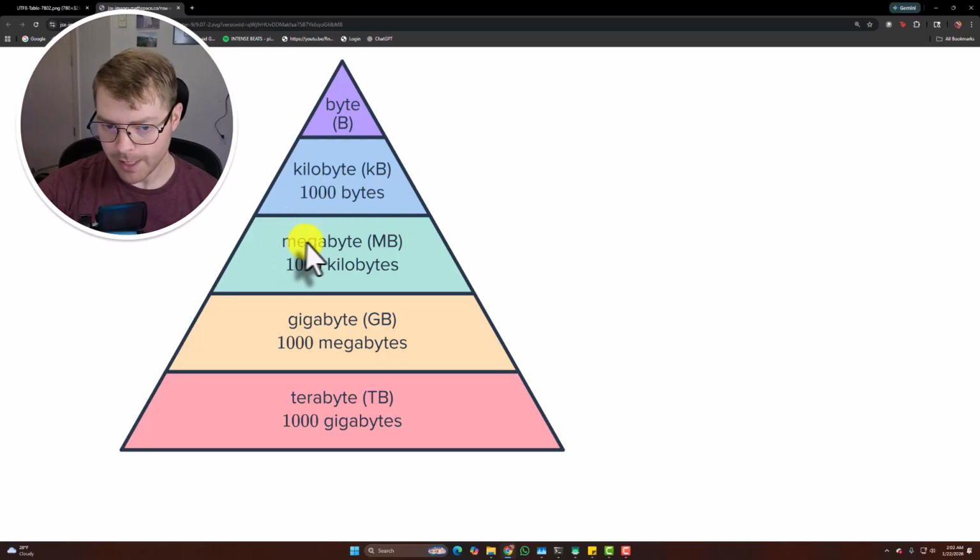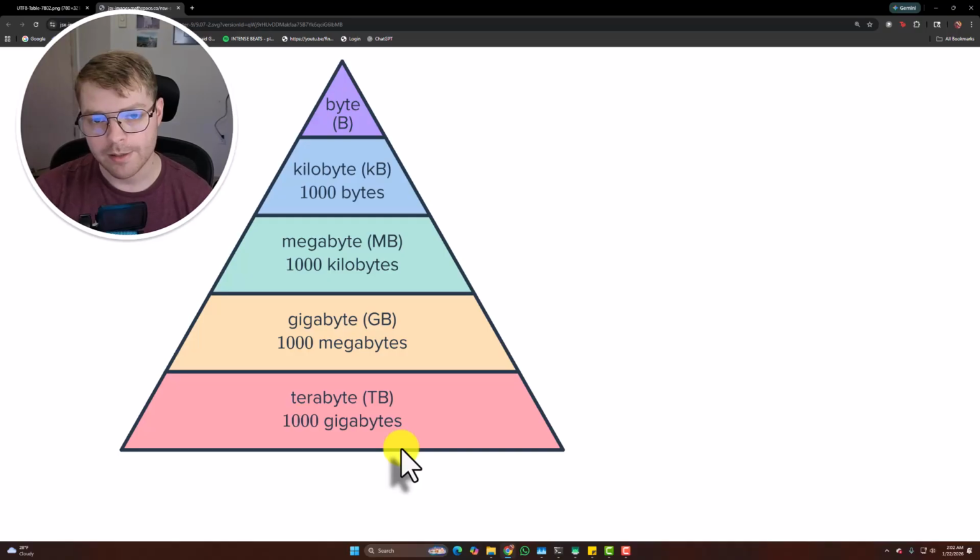Next, we move up to megabyte, represented by a capital M and a capital B, and there's 1,000 kilobytes in a megabyte. Moving up, we have the gigabyte. Same thing, 1,000 megabytes are in the gigabyte. And finally, we end here with terabyte, which has 1,000 gigabytes.